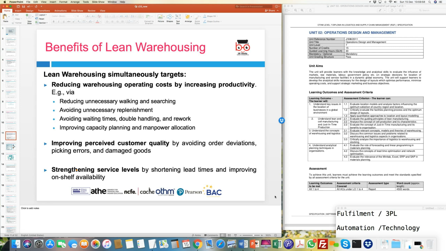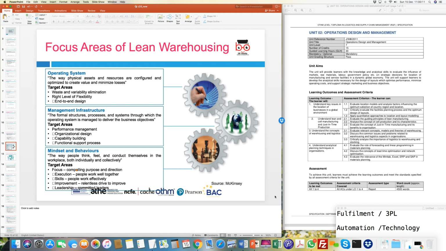So these are some of the benefits derived by following the principles of lean management when we look at planning warehousing. This is called lean warehousing. Now, some of the areas it focuses on are the 5S principles of lean.